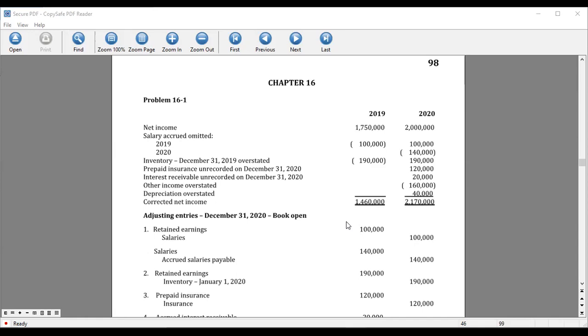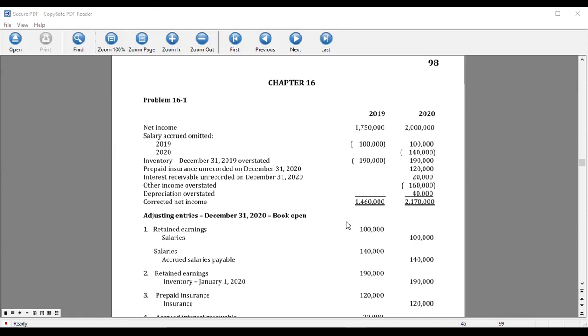So we now have the requirement number 1 for the worksheet. So we copy net income, extend to the 2 years, then salary accrued, omitted. In 2019, we are having 100,000. So we deduct from 2019 and add it to 2020.